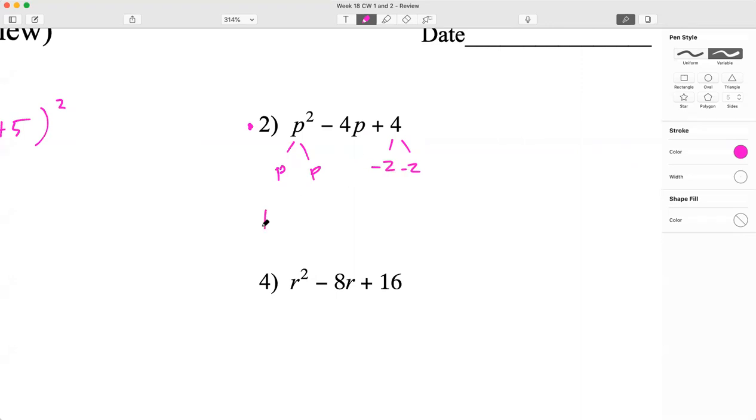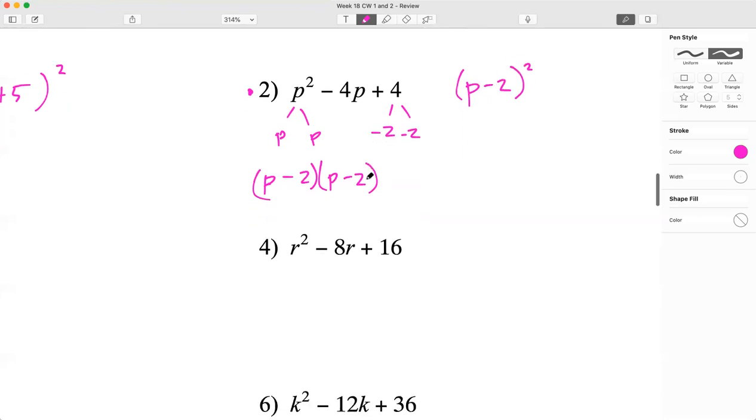Okay, so P minus 2 times P minus 2. And that is our answer. We multiplied the same thing, this P minus 2 by itself to get that. So we call this a perfect square trinomial. And another way to write this is P minus 2 quantity squared. Check it. Make sure it works. Make sure that this is what you get when you multiply this out. Okay.